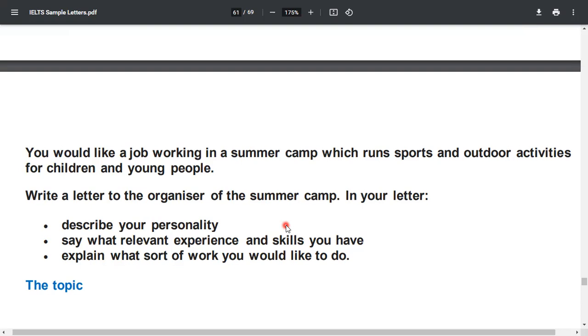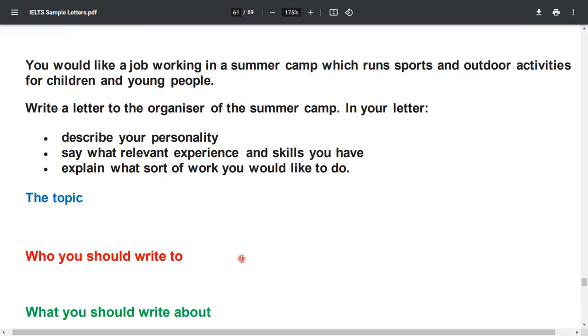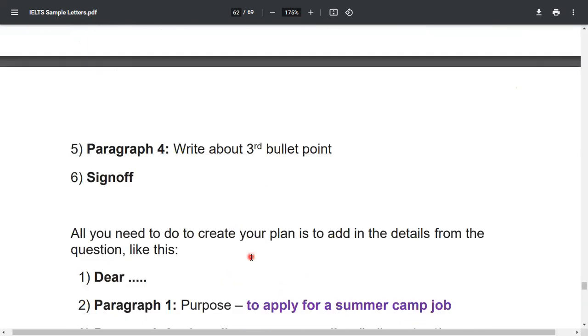Okay, so let's just start by reading this question. It says, you would like a job working in a summer camp, which runs sports and outdoor activities for children and young people. Write a letter to the organizer of the summer camp. In your letter, describe your personality, say what relevant experience and skills you have, and explain what sort of work you would like to do. As you can see, you are applying for a job, so it's an application letter. You might have this kind of question in the exam. Let's see the example answers together.